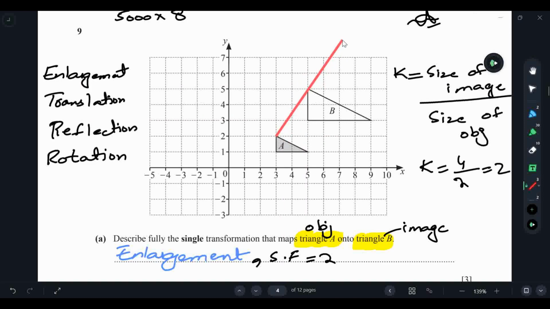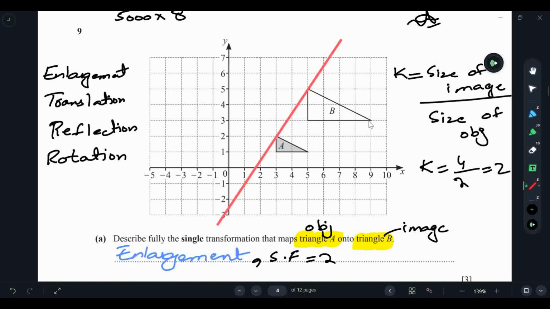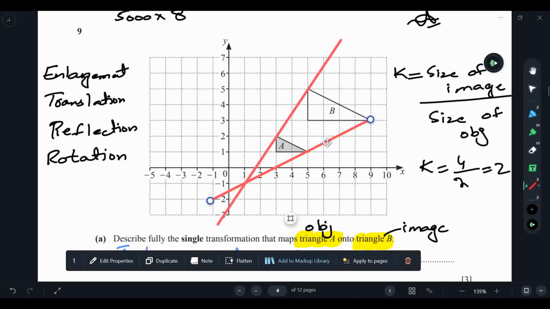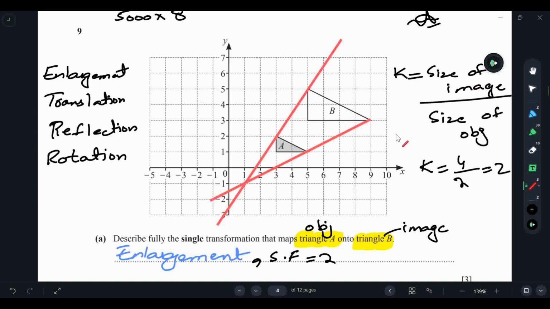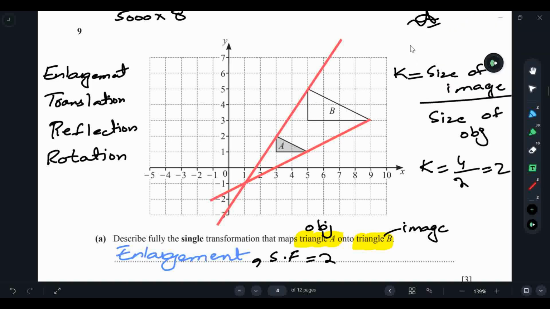We need to compare it with, we need to extend it this way, and then the corresponding point, the other one is this one. We need to again compare it with this one. No need to check the third one, but for the safer side you can check the third one also. The point where these 2 lines intersect will be the center of enlargement.